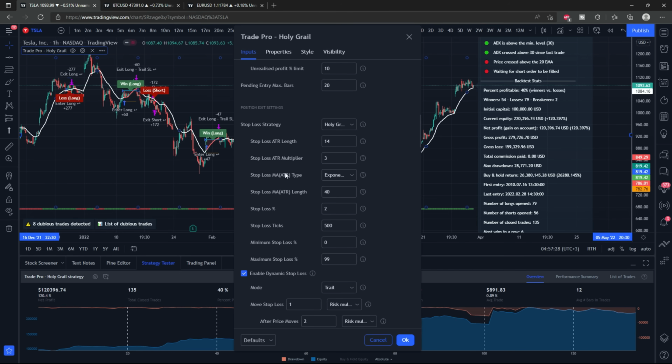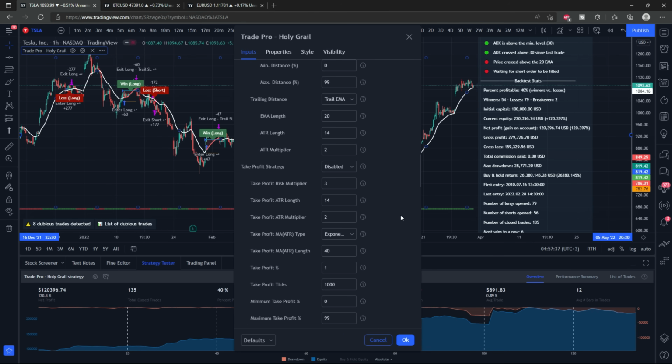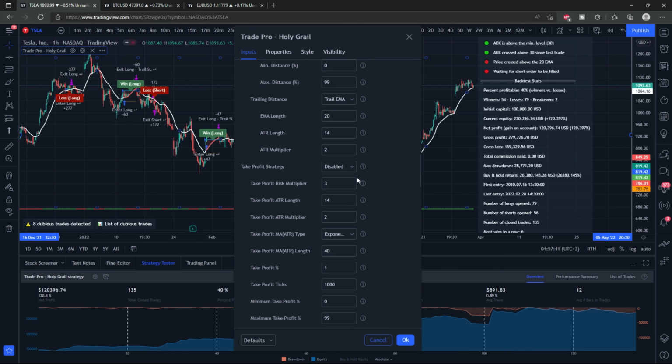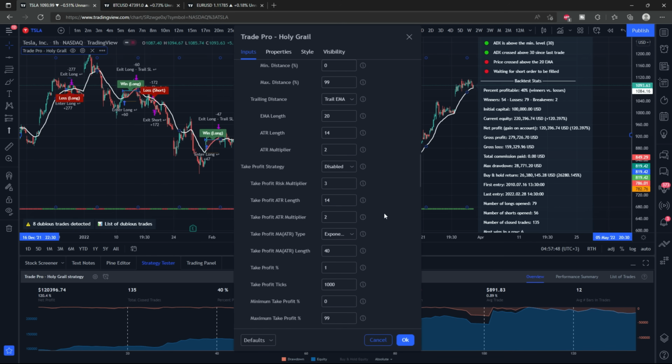This is the actual original stop loss placement, and this will be all for trailing and moving the stop loss, and that's why it's called the dynamic stop loss section here. Last, we'll have the take profit strategy, which is actually disabled because with this strategy, the stop loss acts as the take profit as well. So you keep trailing the stop loss until you get stopped out in profit or stopped out at a loss.